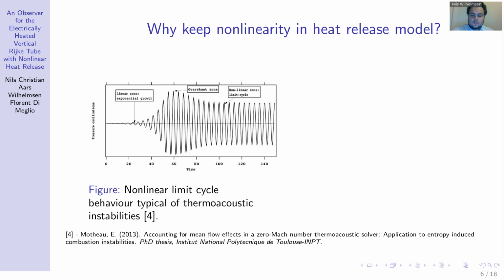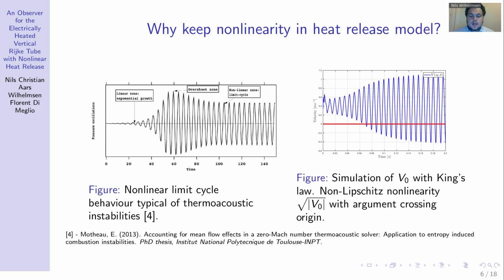So why is it valuable to keep the nonlinearity in the heat release model rather than linearizing it? A qualitative feature that is typical of thermoacoustic instabilities is limit cycle behavior, as shown in the diagram. To fully capture it, one needs to retain the nonlinearity. One challenge keeping the nonlinearity brings is the fact that it is non-Lipschitz around the origin. From simulations of the velocity, we see this singularity point, represented by the red line, is crossed in practice. This fact makes it difficult to apply established observer design methods to this system.